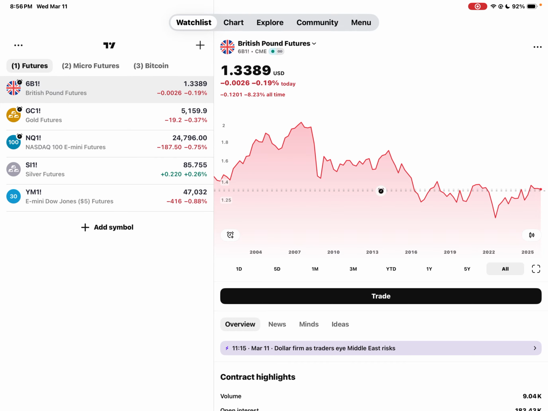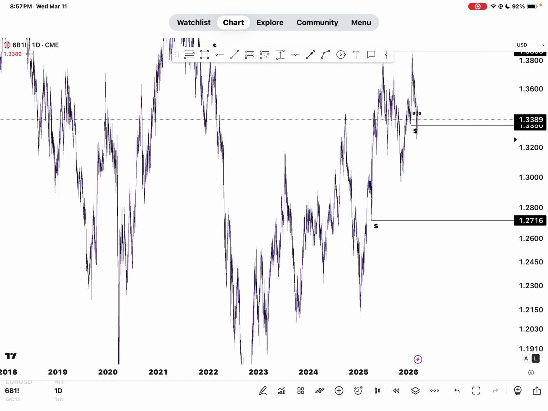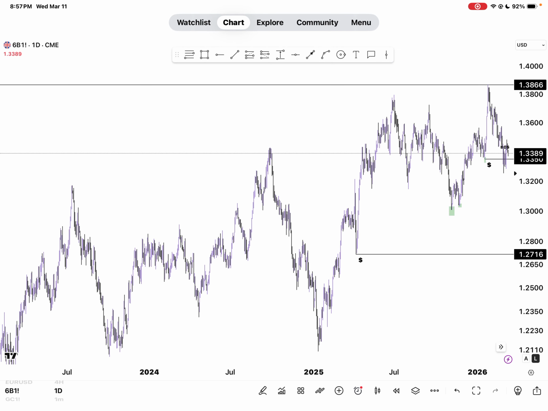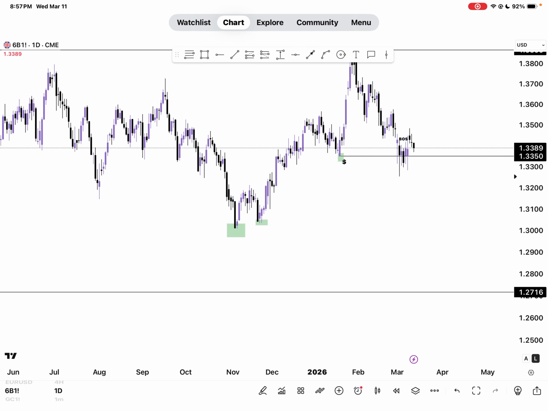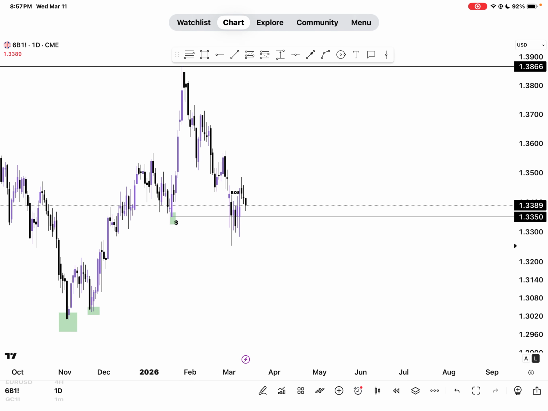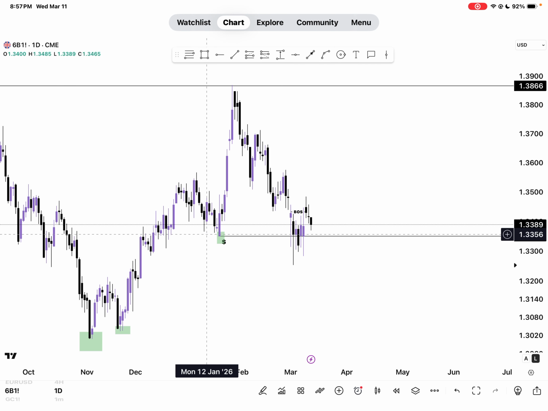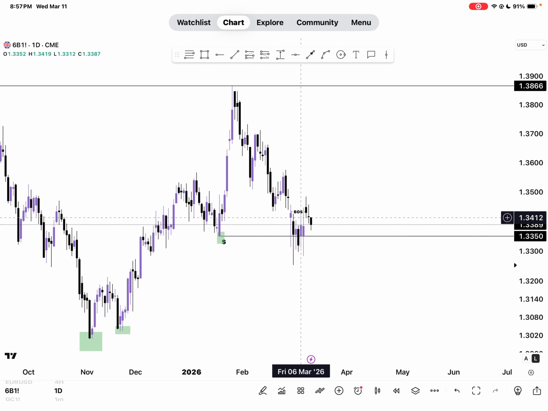Let's go ahead and begin with the British Pound futures. Staying on, let's start at the daily today. On the daily, this is what we were looking at before, identifying this was a major structural point in which we were testing. We were very sensitive to it, and that gave a response pushing back to the upside.